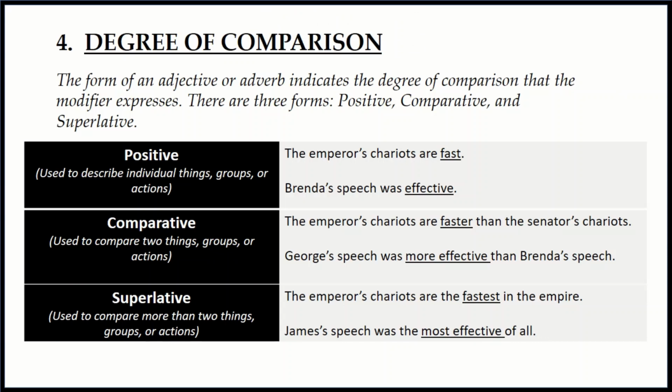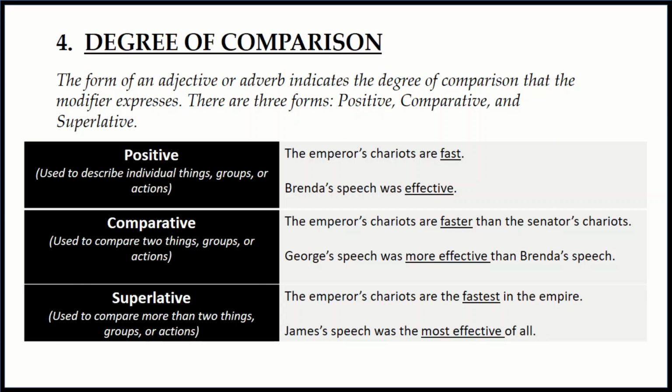or actions. For example, the emperor's chariots are fast. Brenda's speech was effective. So it's a description. The comparative, obviously, the word itself gives some clue that it's a comparison of two things or two groups or two actions. For example, the emperor's chariots are faster than the senator's chariots. George's speech was more effective than Brenda's speech.